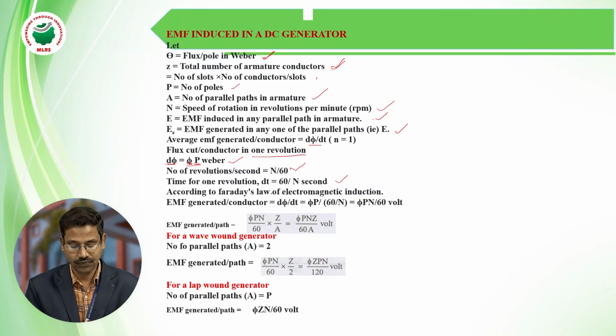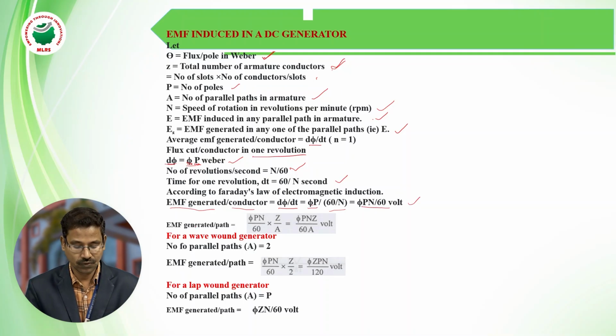According to Faraday's law of electromagnetic induction, the average induced EMF per conductor is given by d phi by dt, which is phi P divided by 60 by N, which is nothing but phi P N by 60 volts, right?